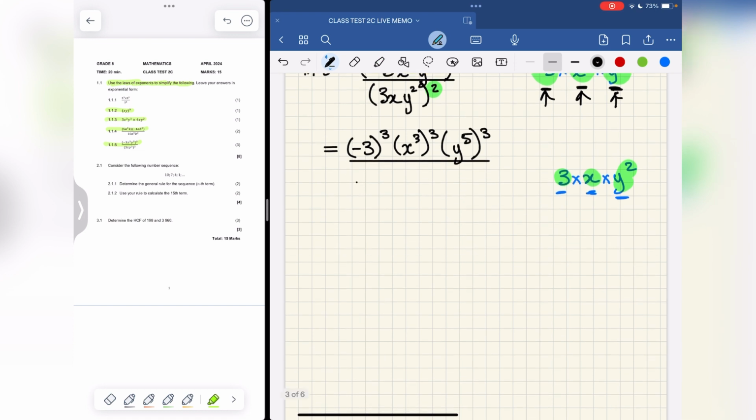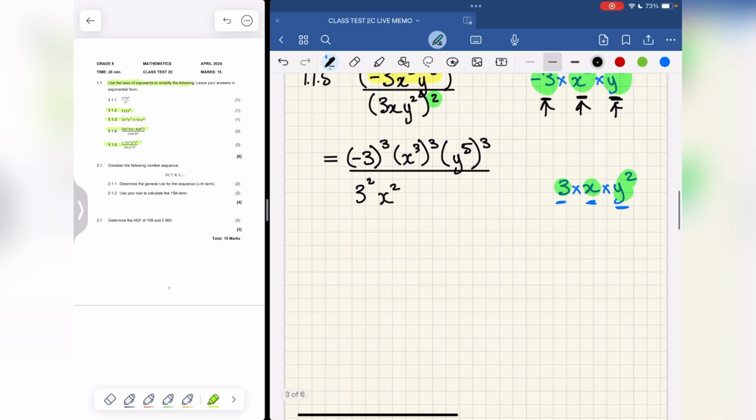I've got 3 raised to the power 2. Now I'm not putting 3 in a bracket because it is positive, so it's not going to matter really if I put it in a bracket or not. Then I've got x raised to the power 2. Again, positive, and it doesn't have a power, so I can just raise it to the power of 2 in this case. Then y to the power 2 also being raised to the power 2.